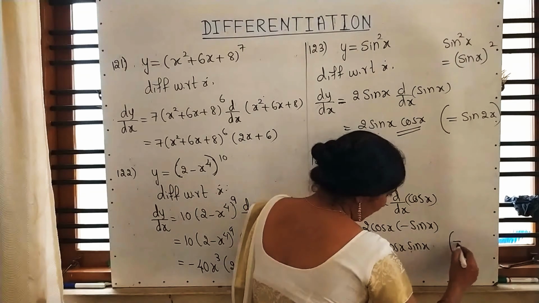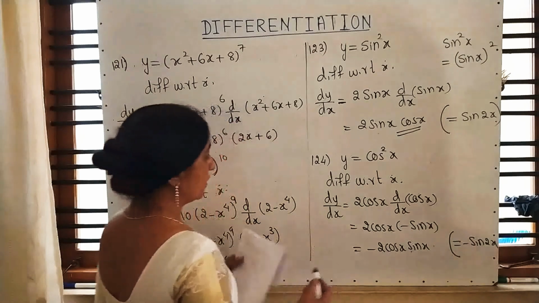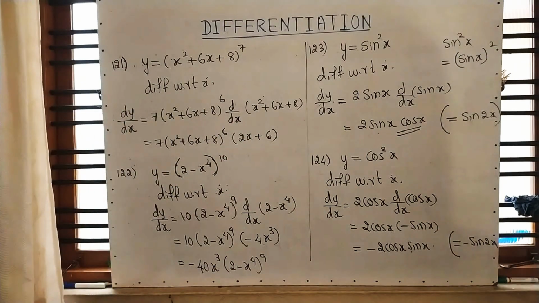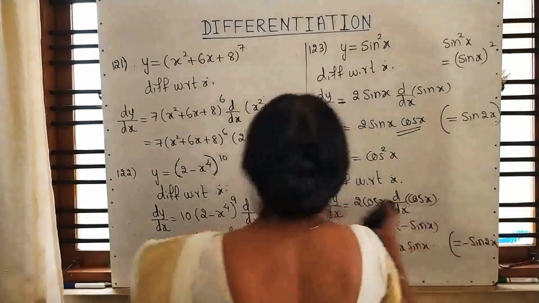Again, if you are familiar, then only write the formula, otherwise not. Minus sin 2x. Is it simple or what? Write on the next example.